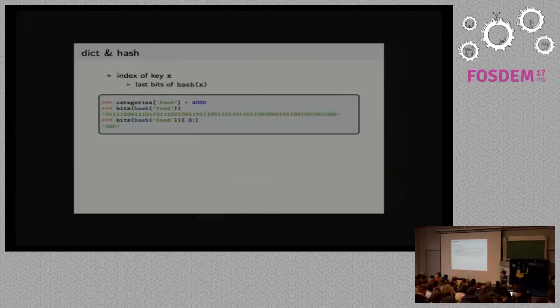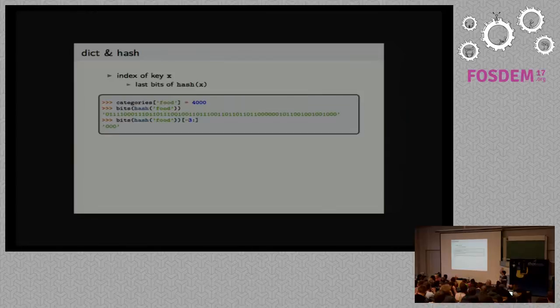Now we have our key, and we want its index in the indices array. The indices array is of size 8 at first. So to get the index in the indices table of the key x, we hash this key, which gives us a 64-bit number, and we take the last 3 bits of it. Why 3? Because we have 8 entries, and to index 8 entries we can use 3 bits, counting from 0 to 7.